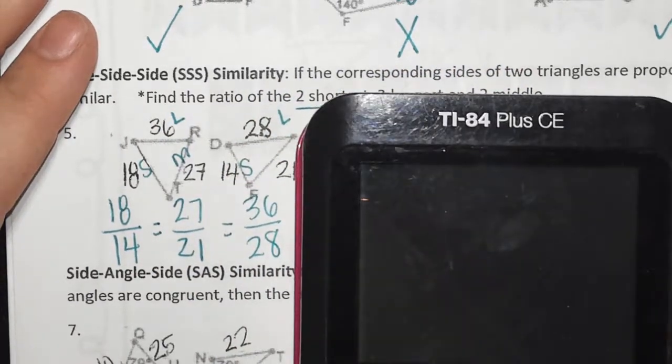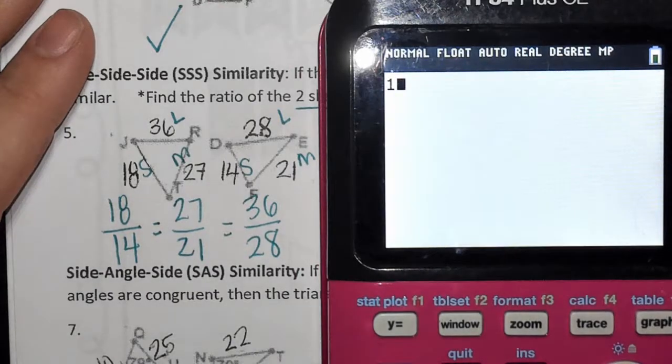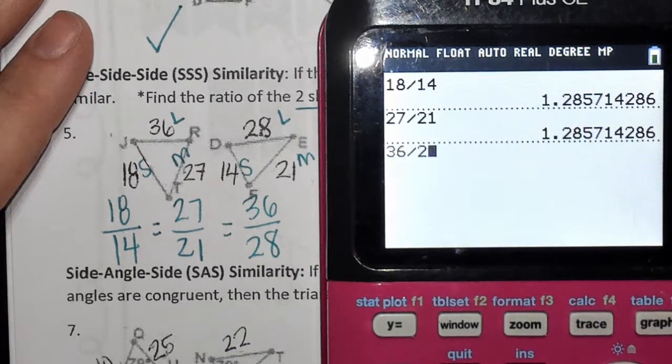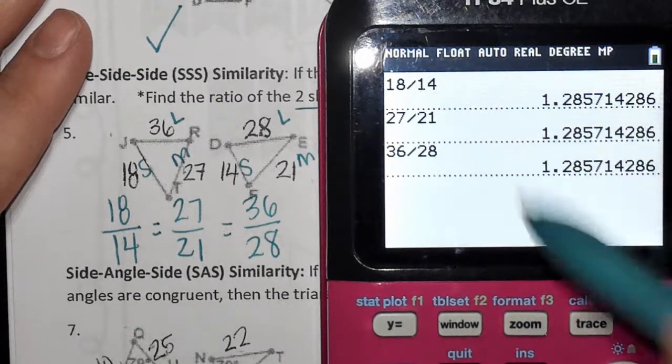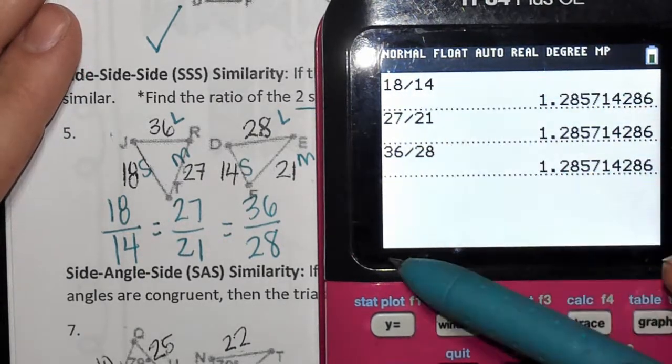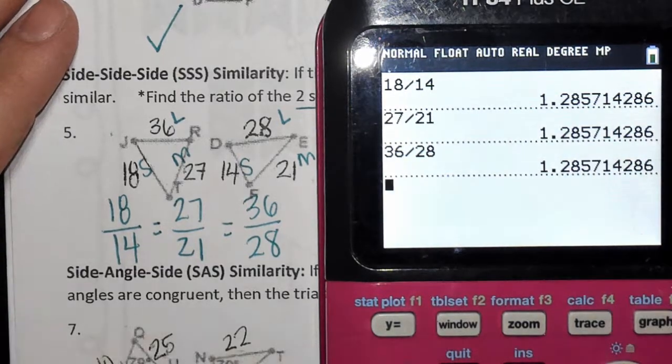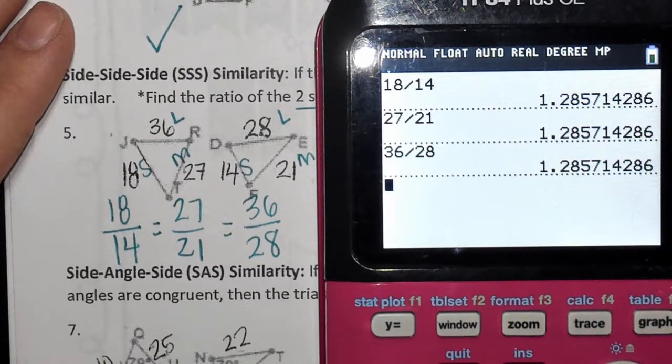So then I would find the scale factor. I always go in first and just see if they all have the same exact thing. Even though it's a nasty decimal, I always just go plug them in and see if they're the same. If they are, then I'll go through the phase of finding the scale factor as a reduced fraction.